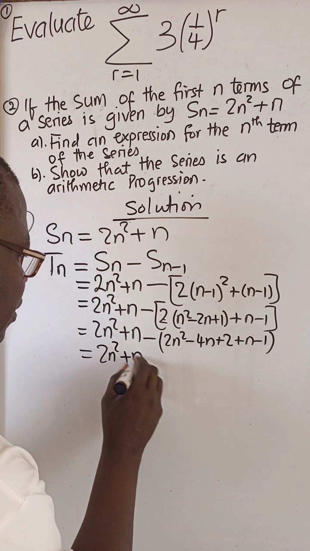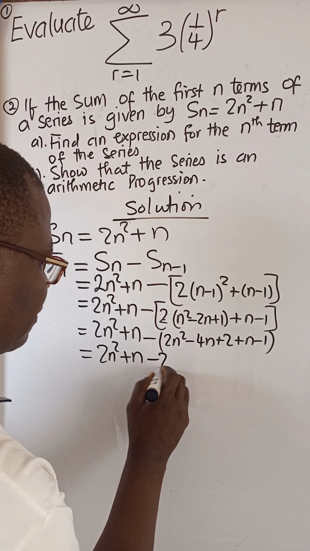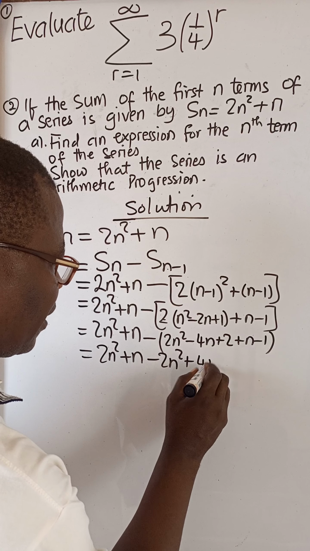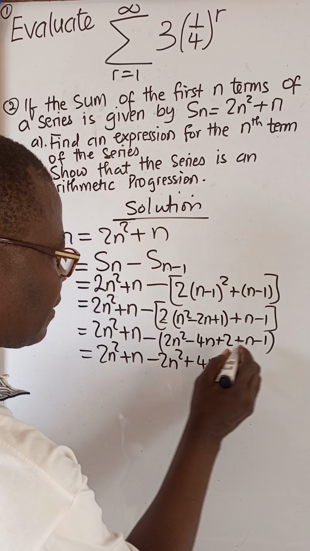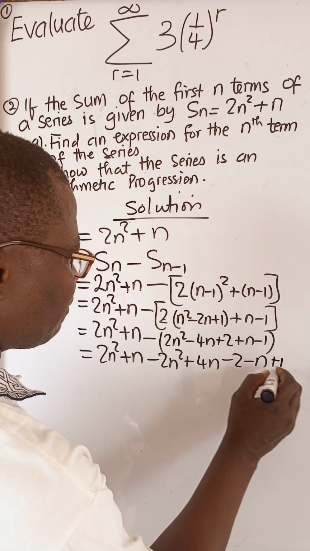So let's open that bracket with respect to this minus sign. 2n squared plus n, negative times positive 2n squared becomes negative 2n squared. This negative times negative, positive 4n. This negative times positive, negative 2. This negative times positive, negative n. This negative times negative, positive 1.